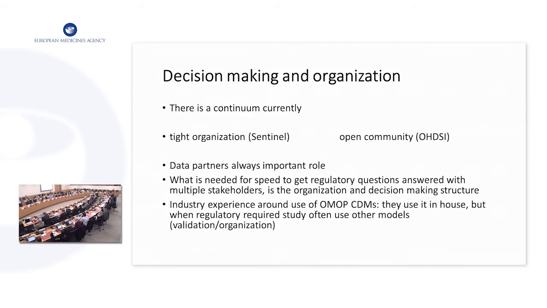Then we were talking about decision-making and organization because we haven't spoken about that, but it's actually quite complex when you work in these large stakeholder groups with multiple stakeholders with multiple interests and priorities. Leslie was very nice in stating that there is a continuum in what we see here, whereas on the one hand, Sentinel is very tightly organized with a partnership and a contractual arrangement and very clear hierarchy in decision-making. Whereas, on the other hand, we have the open community type, where the decision-making process is open, it's community decision-making.